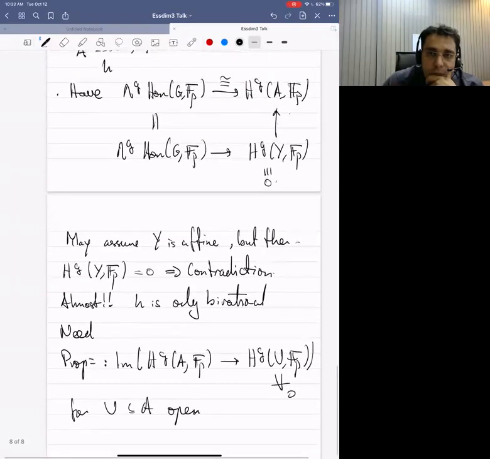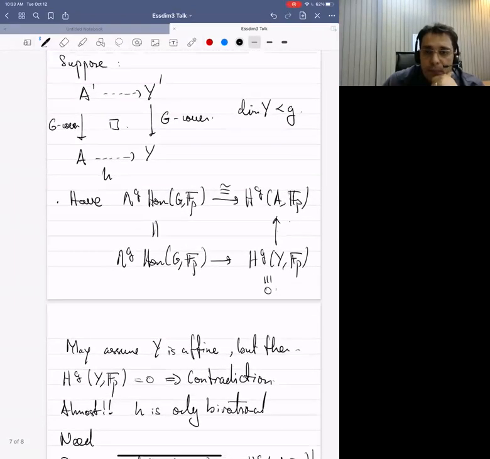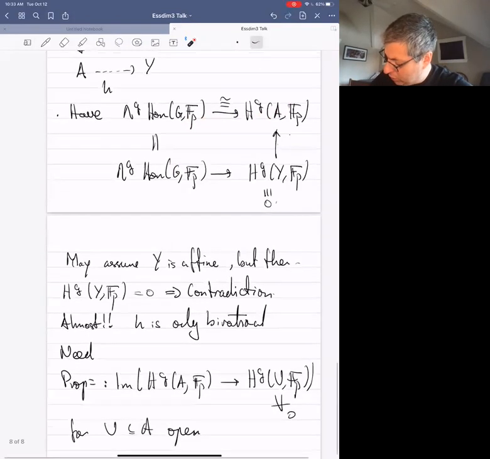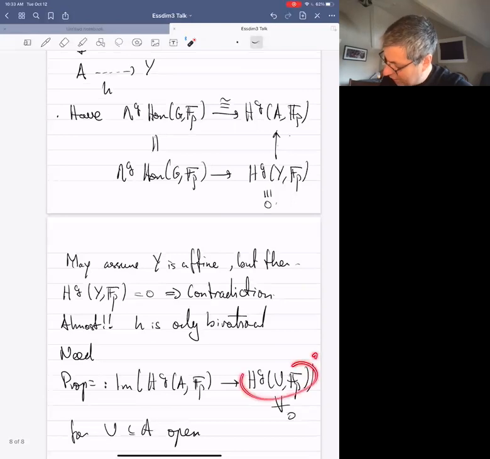Okay, so if I know that, you see, then I really get, I don't want to draw the diagram again, then I really would get a contradiction, because what I would really have here is U, right? And so since this is an isomorphism, if I then map this to the cohomology of U, and I know that the result is non-zero, then I would really get a contradiction.